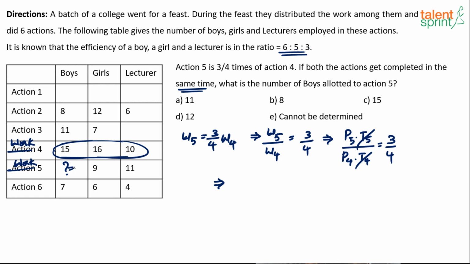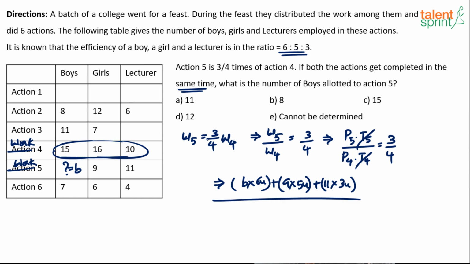Let's assume the number of boys is equal to B here, right? So B, the boys do 6 units per day, plus, we're talking about 5, right? P5 by P4 equals 3/4. Now this is 9 girls into 5 units per day plus here we have 11 lecturers into 3 units per day. Divide by, do it for group 4. What is group 4? 15 boys into 6 units per day plus 16 girls into 5 units per day and 10 lecturers into 3 units per day equals 3/4.